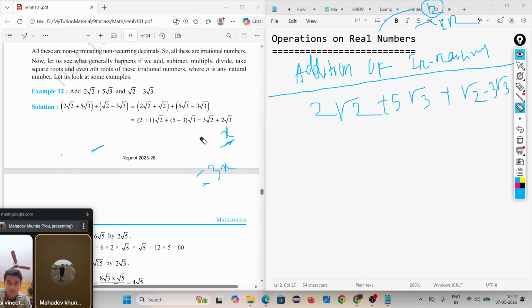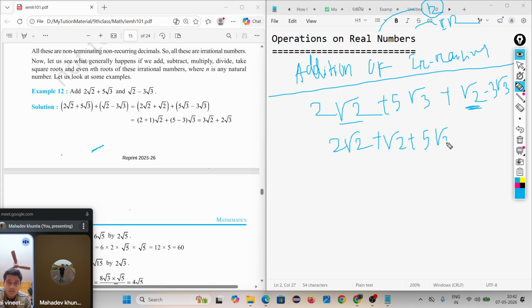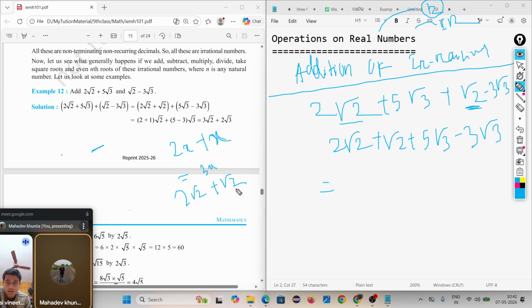Same concept you apply here. Here root 2, here root 2. Take this root 2 near to this root 2, then 5. Then look, 2x plus x, your answer will be how much? 3x. Same thing: 2 root 2 plus root 2, your answer will be 3 root 2.